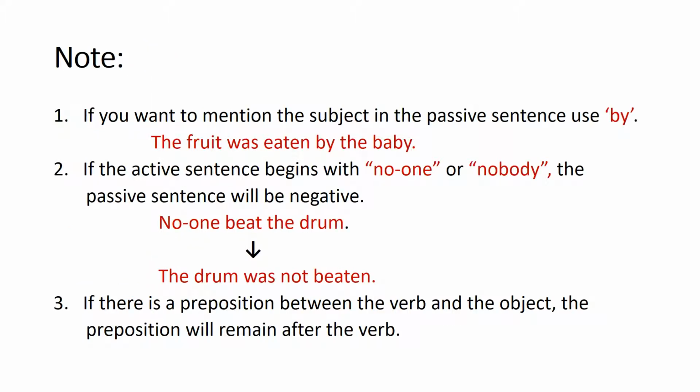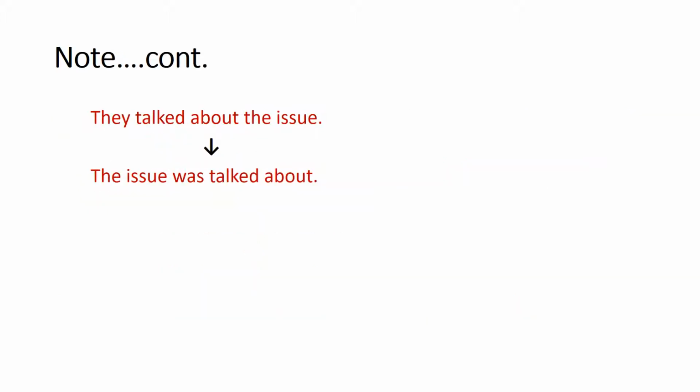Note, number 1, if you want to mention the subject in the passive sentence, use by. For example, the fruit was eaten by the baby. Number 2, if the active sentence begins with no one or nobody, the passive sentence will be negative. For example, no one beat the drum will become the drum was not beaten. If there is a preposition between the verb and the object, the preposition will remain after the verb. For example, they talked about the issue becomes the issue was talked about.